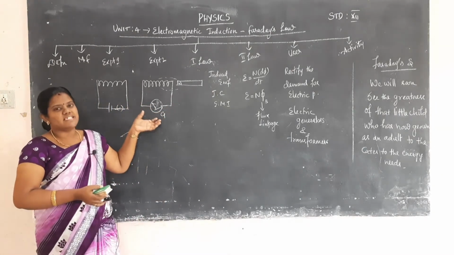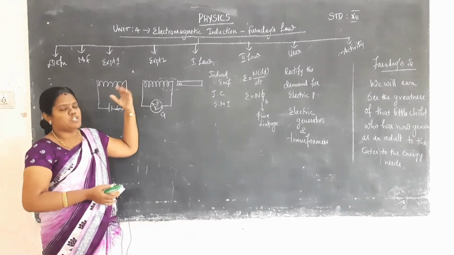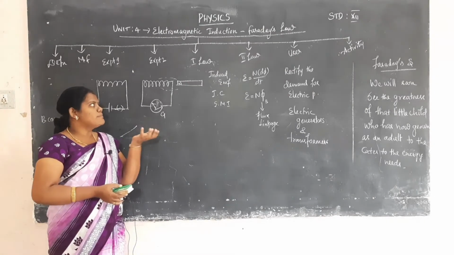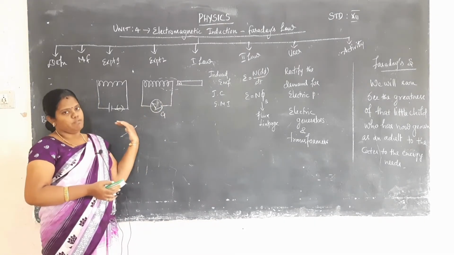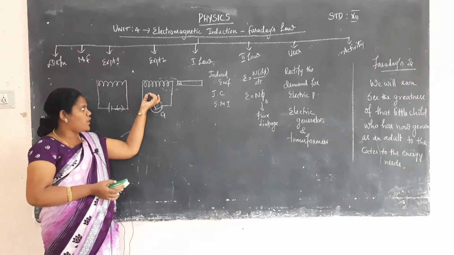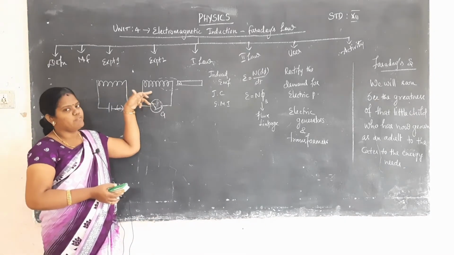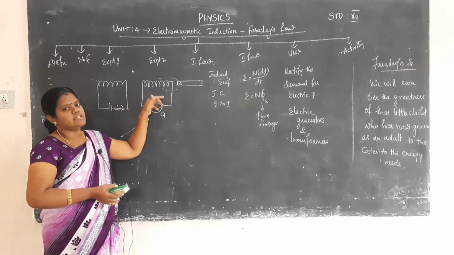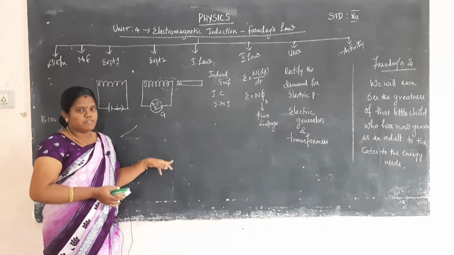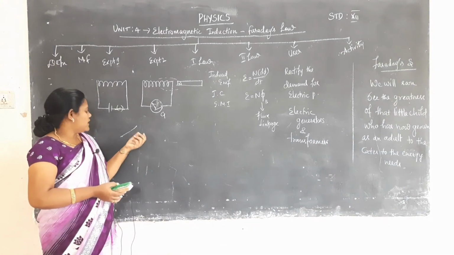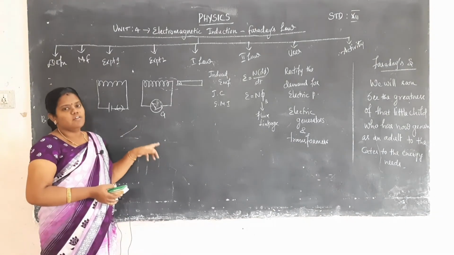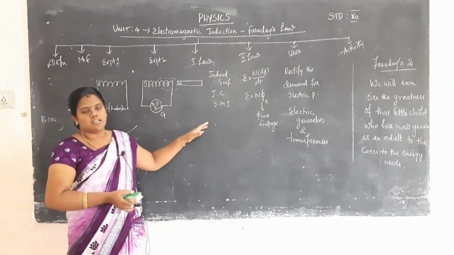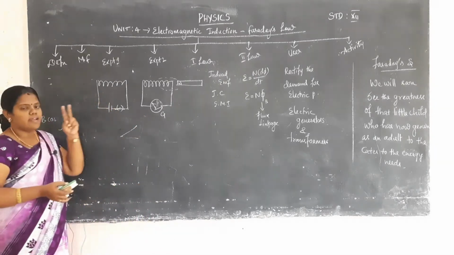The magnetic flux linked with the coil changes. The magnetic field comes from the magnet, and the magnetic lines fall onto the coil. The coil has a changing magnetic flux linkage. That changing magnetic flux creates an EMF, called induced EMF. The current is called induced current. The phenomenon is called electromagnetic induction. That is Faraday's first law. Next we will go to Faraday's second law.